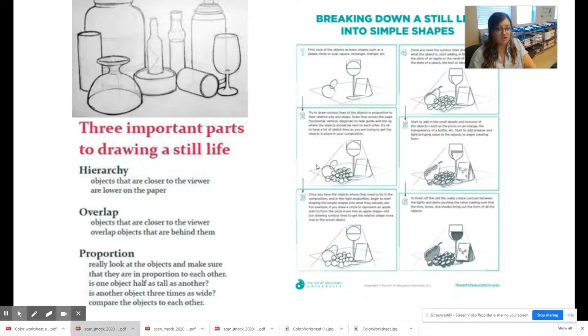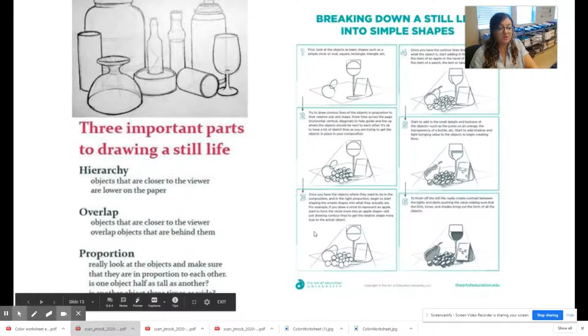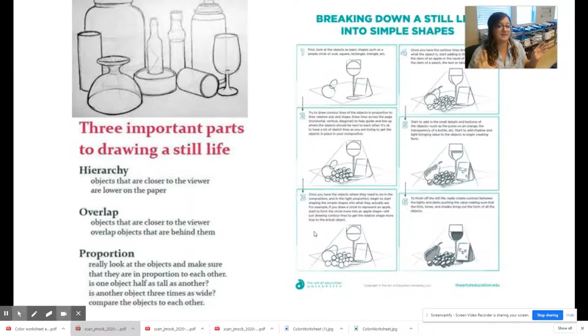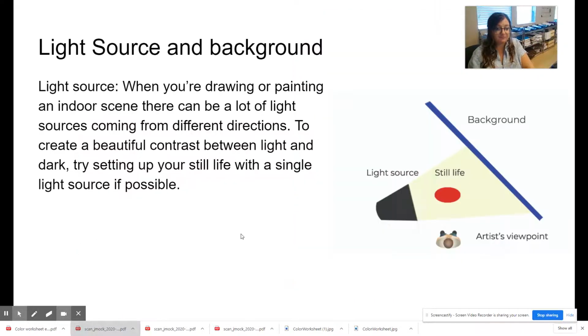Then you're going to start to add a little bit more, and eventually you will add more and more details. But I want you guys to do one step at a time. So you're going to draw all of your objects very simply, then add more and more and more detail, add your shadows, all of those things like that.